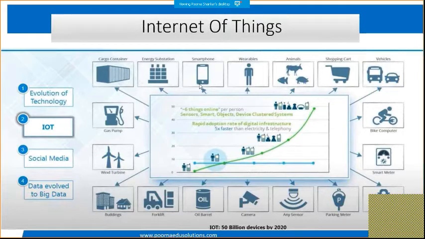So, in a day we are getting terabytes of data, not terabytes, it is yottabytes of data. We are going to see in 1 minute how much data is being produced from various sources. So, we can say sensors, smart objects, devices, all clustered systems, they are all rapidly adopted digital infrastructure. So, it is 5x faster. It is 5 times faster than electricity and telephony. So, IoT works 5 times faster than electricity and telephonic technology, I would say.